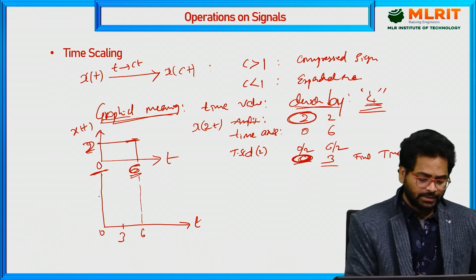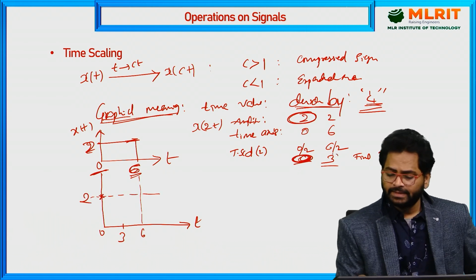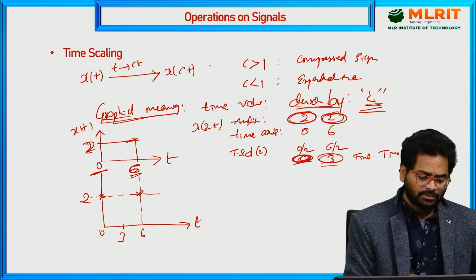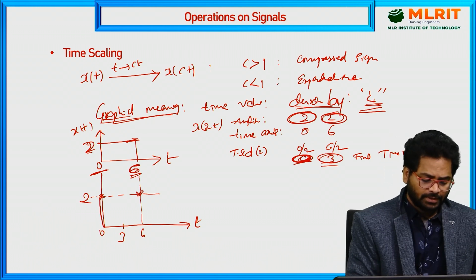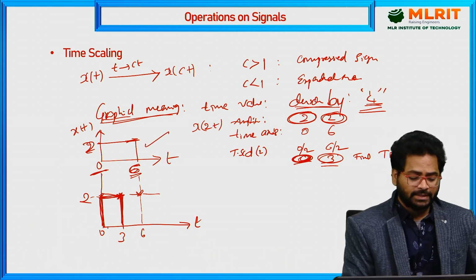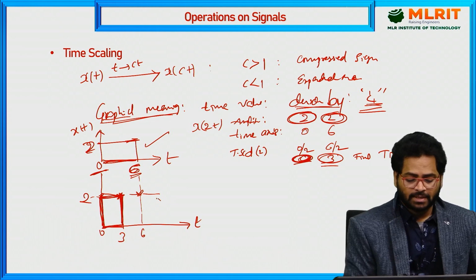There is no change. If I take, this is a 2 line, line 2. Now at 0 I will have this point, and next at 3 you will have the amplitude 2. That means this is a 2. So your signal will look like this one. Okay, when compared to this one, the signal width is compressed from 6 to 3. So this is a compressed signal. That means C greater than 1.